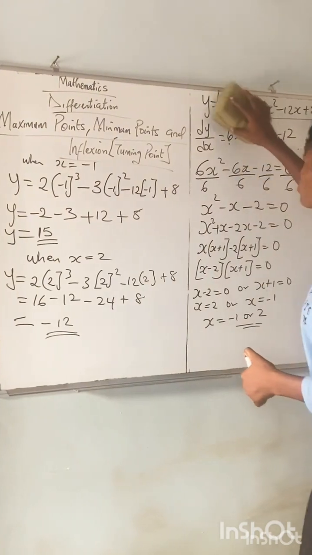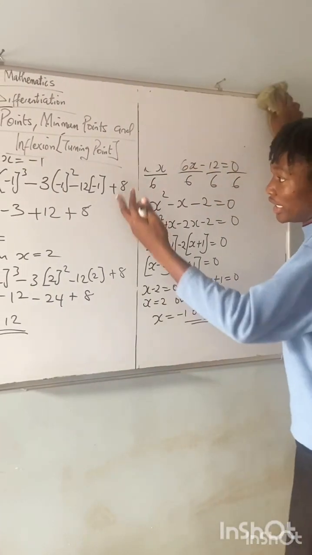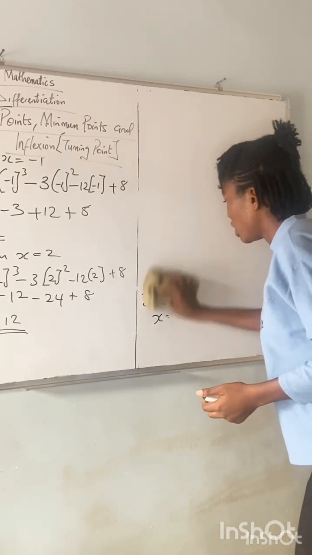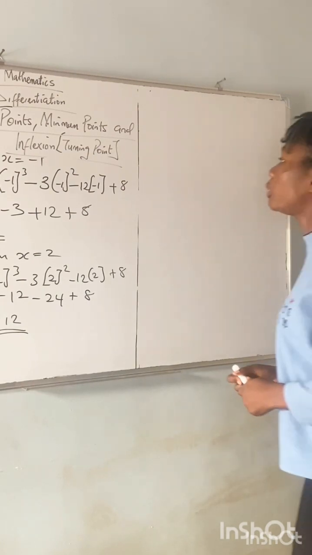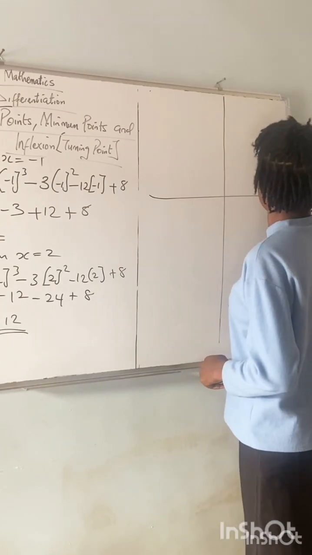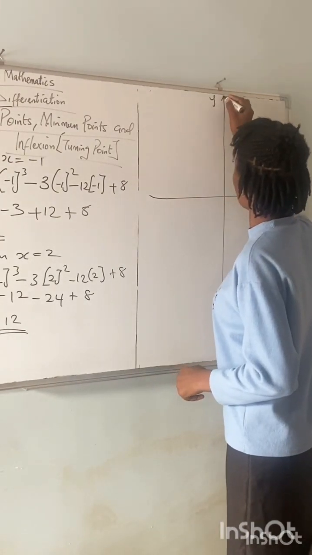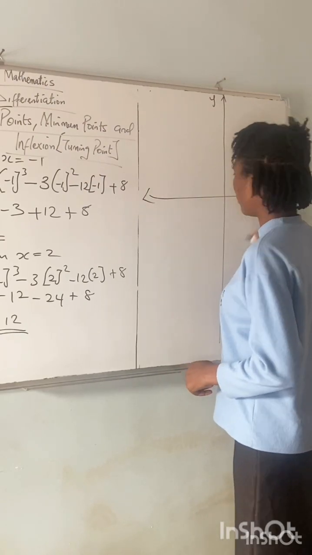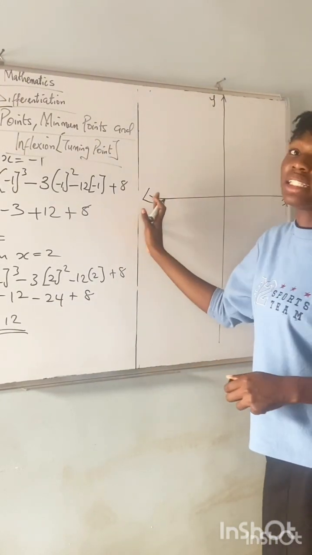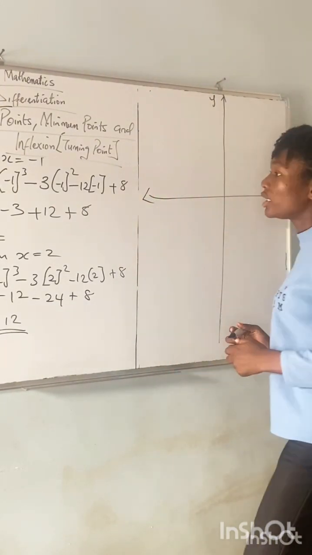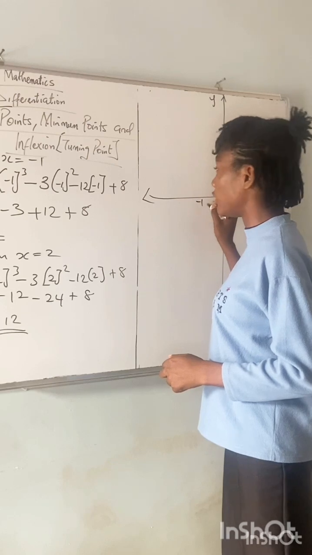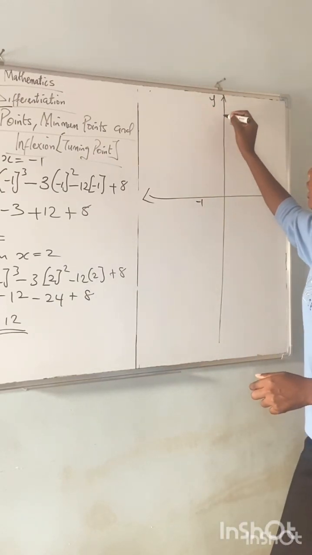We can also decide to plot a graph for this to reflect both the maximum and the minimum point. So I'm going to be plotting a graph for that quickly. For our x and y axis, this is for our positive x, our positive y, then we have our negative x and then our negative y. Now when our x is minus 1, our negative should be around here. Let's say this is minus 1. Our y is positive 15.